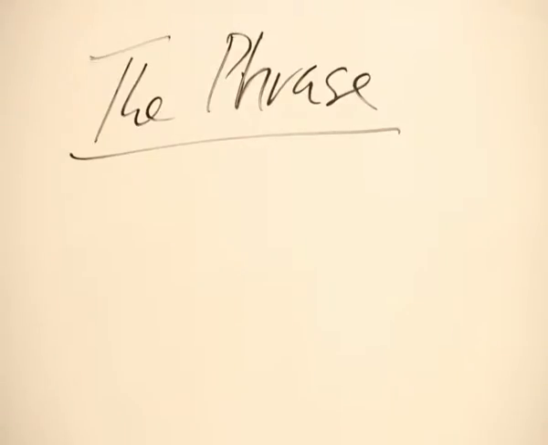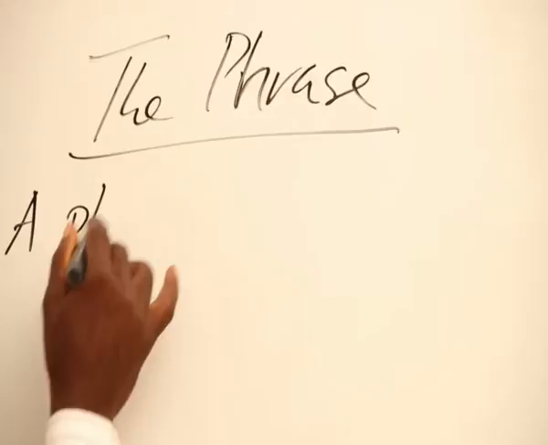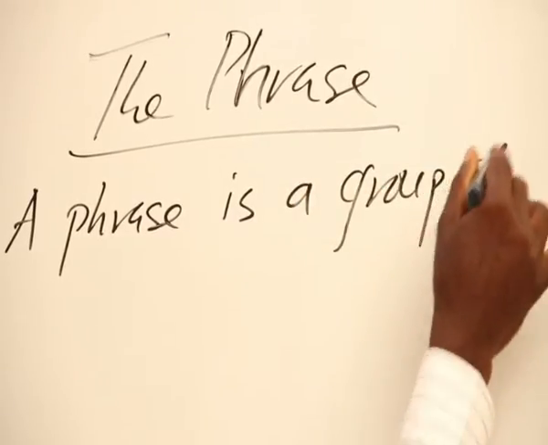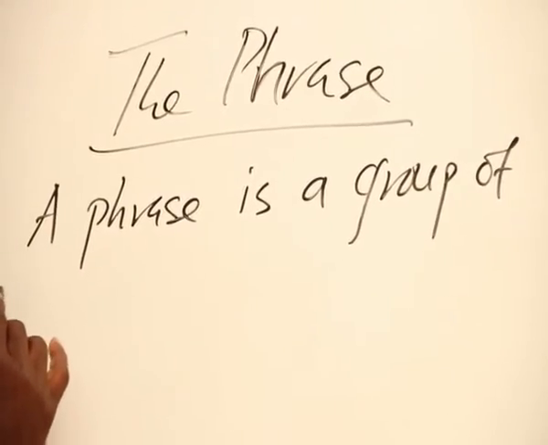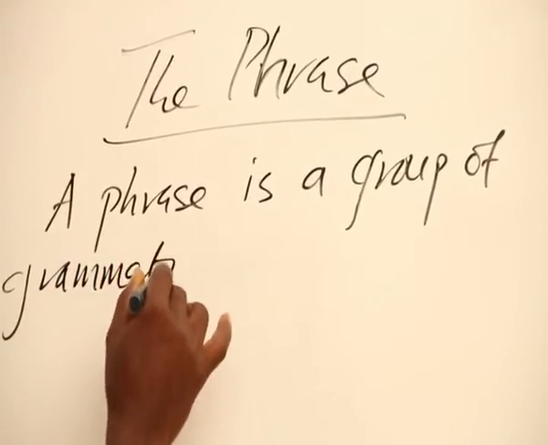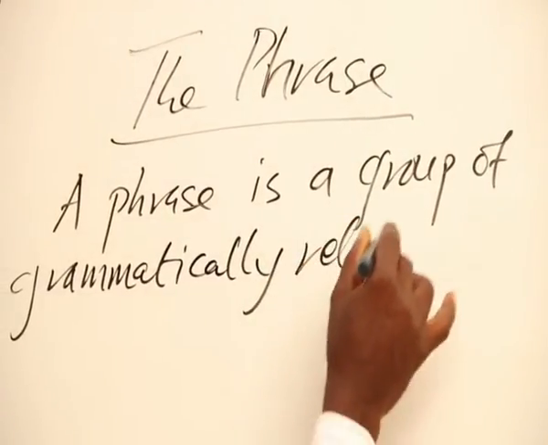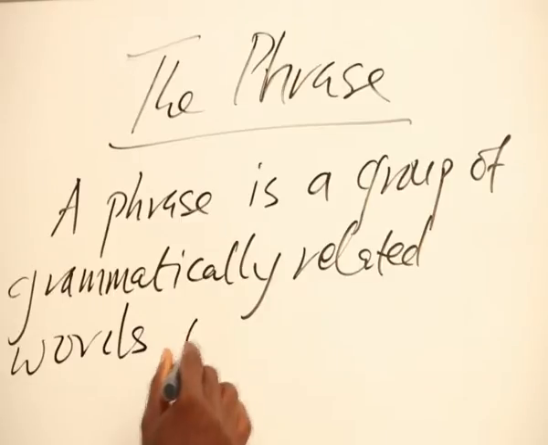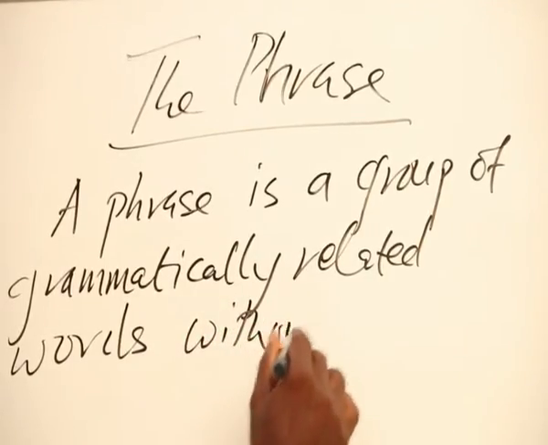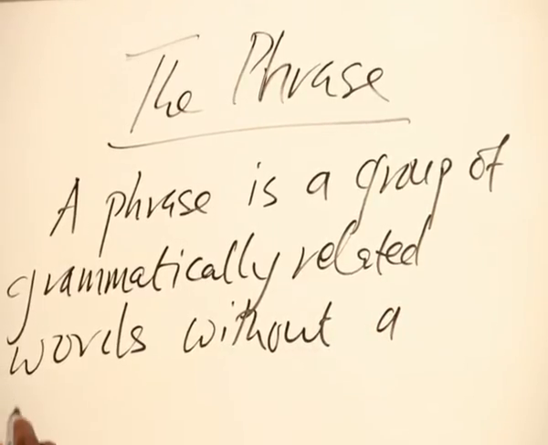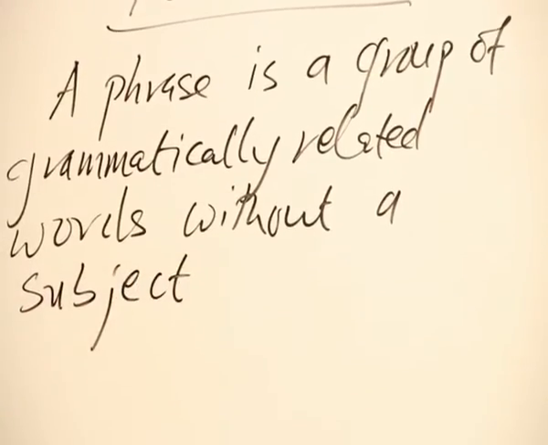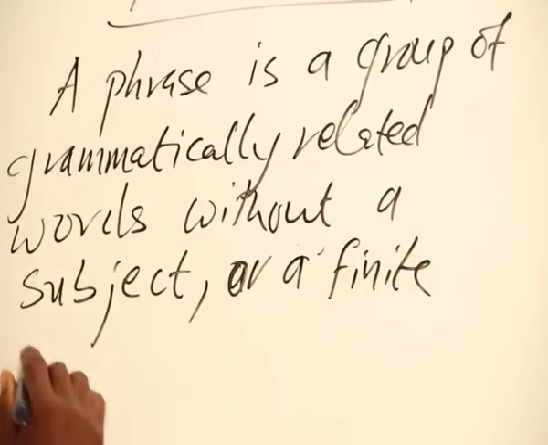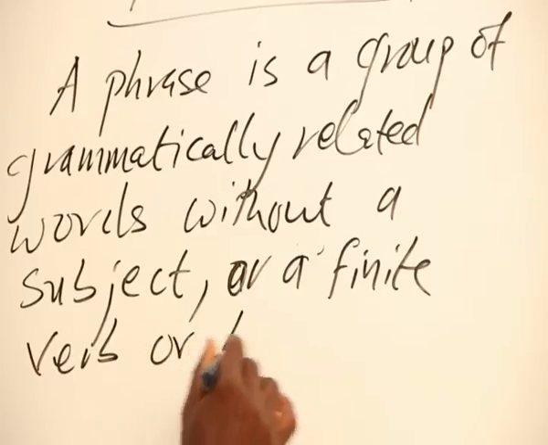What is a phrase? A phrase is a group of grammatically related words without a subject or a finite verb or both.